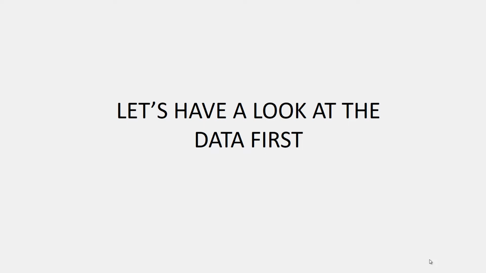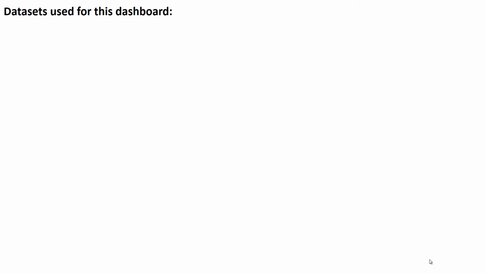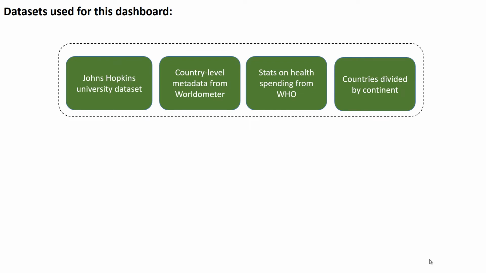Because if you don't understand the data, what the data is, how it looks, how it's structured, then it's very difficult to know how you can visualize the data at all. So I combined multiple data sets for creating this dashboard. The first one is the most important one. It's from the Johns Hopkins University, and it reports every day an update with the number of infected people, the number of deceased, and the number of recovered people in separate data sets though.